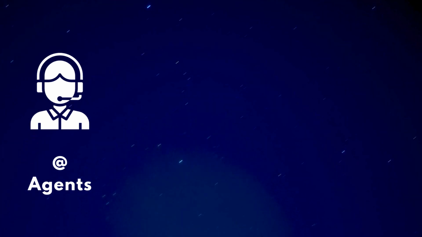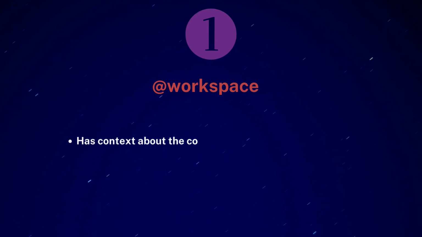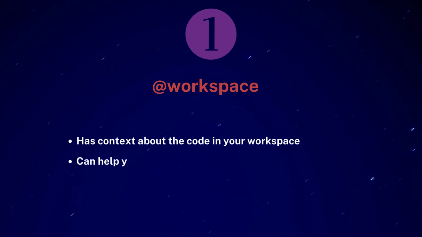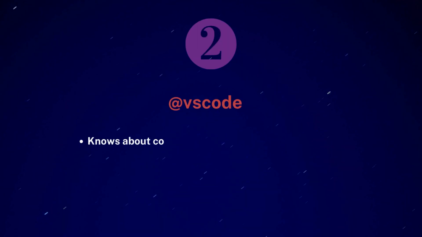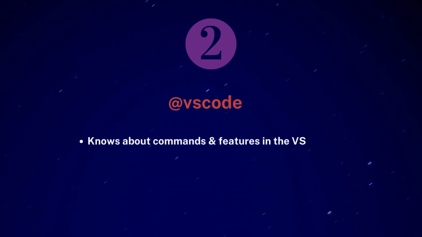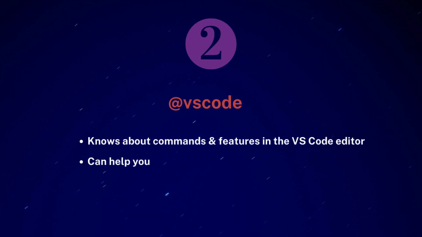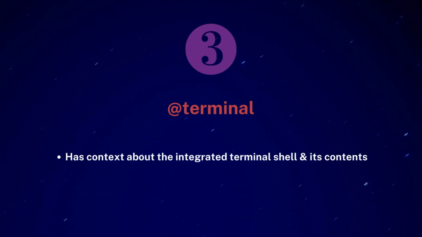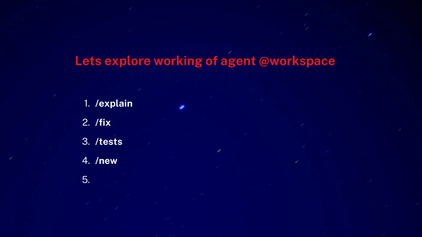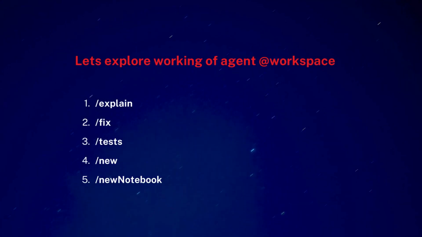Currently, there are three agents. Workspace has context about the code in your workspace and can help you navigate it, finding relevant files and classes. VSCode knows about the commands and features in the VSCode editor itself and can help you use them. Terminal has answers to all the things that can be executed on the terminal. So let's explore the working of the workspace agent.